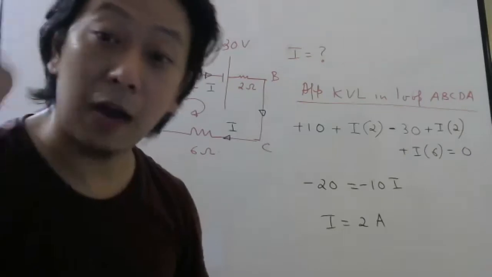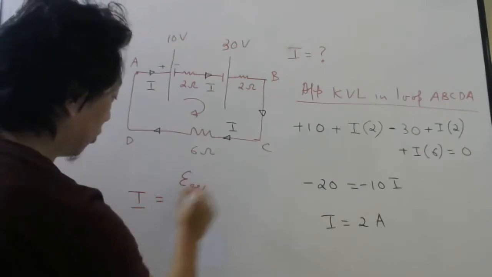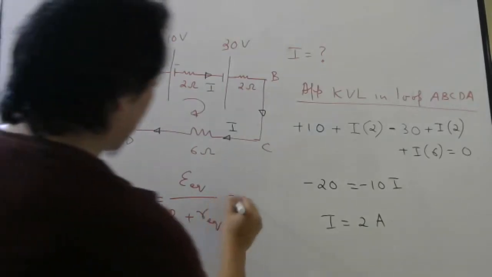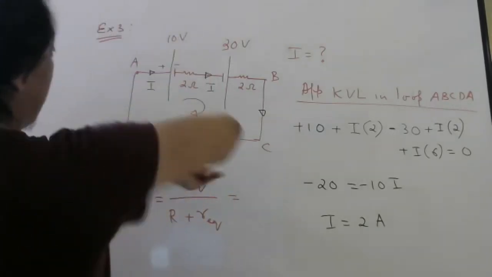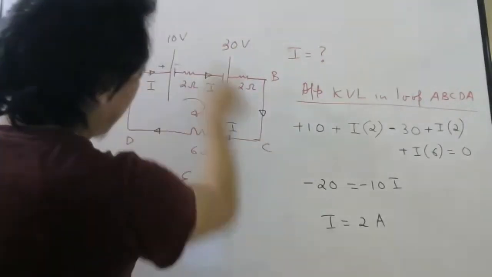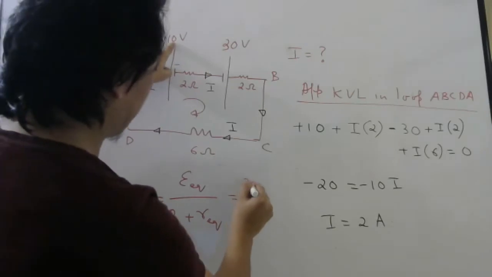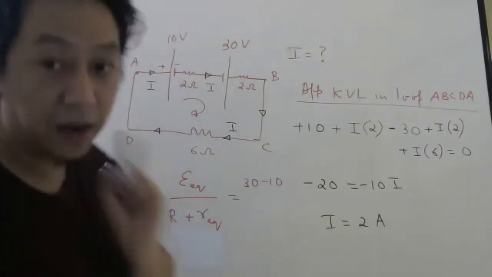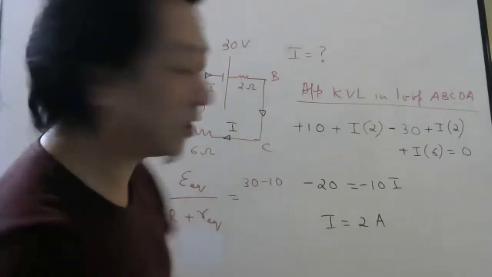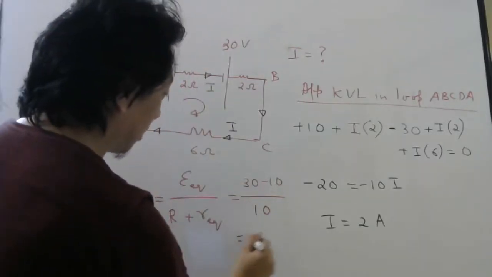If you want, you can apply our equivalent EMF. So equivalent EMF, if I apply, what is the formula? E equivalent by R plus equivalent internal resistance, right? So what is the equivalent EMF? This is driving current this way. This is driving current that way. This is more. So this will win. So current will go this way only. That's why positive answer came. Now this is 30. This is 10. So total EMF will be 30 minus 10. Minus because these two batteries are opposing each other. They are not helping each other. So 30 minus 10. Total resistance 2 plus 2 plus 6, 10. So answer will be 2 ampere.